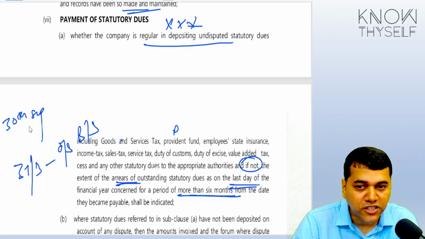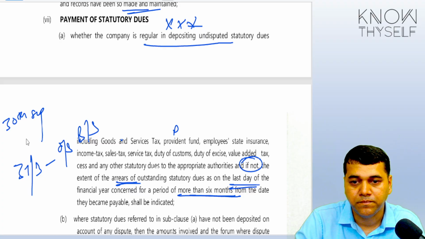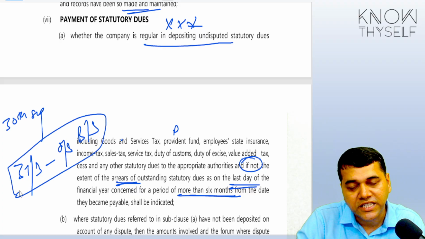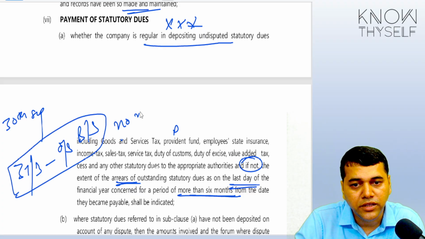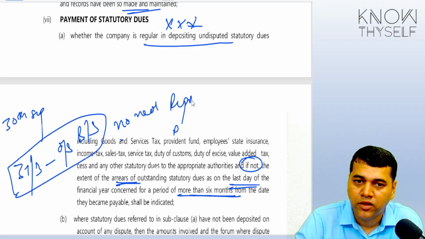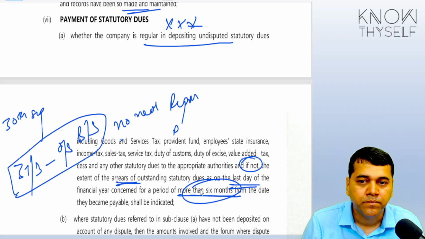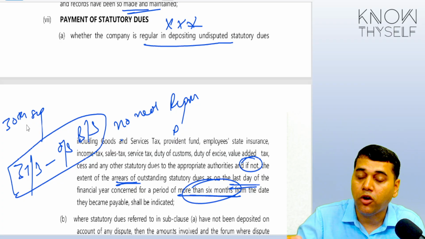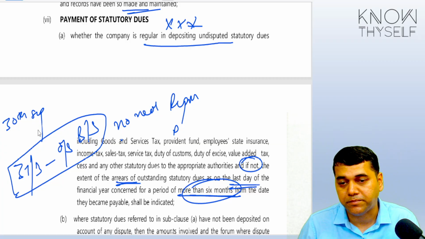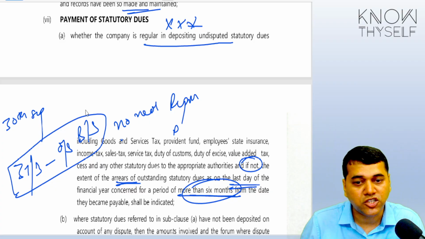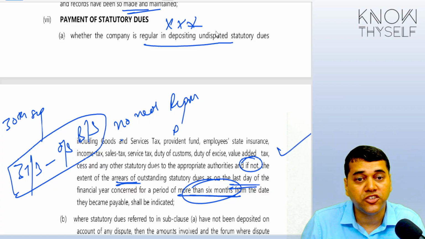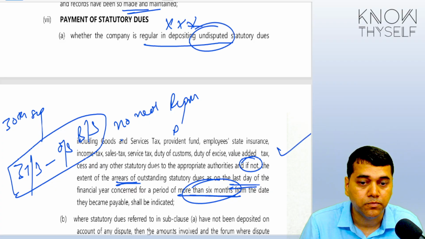So if anything is due after 30th September, it is still due on the balance sheet date. No need to report. Why? Because 6 months have not passed from the date it became payable. But if anything is payable on 30th September or before 30th September, that has to be reported here, which is undisputed. Why didn't you pay till now?